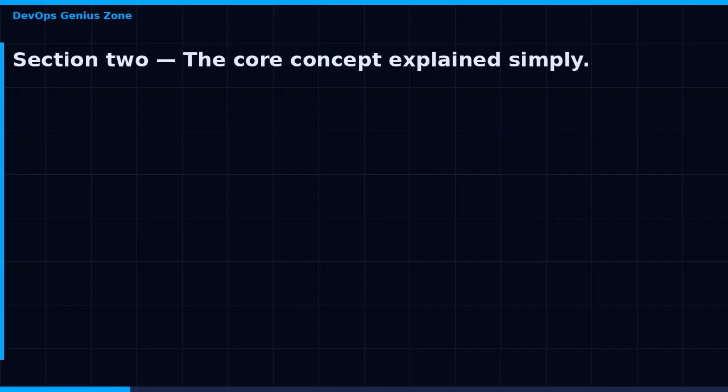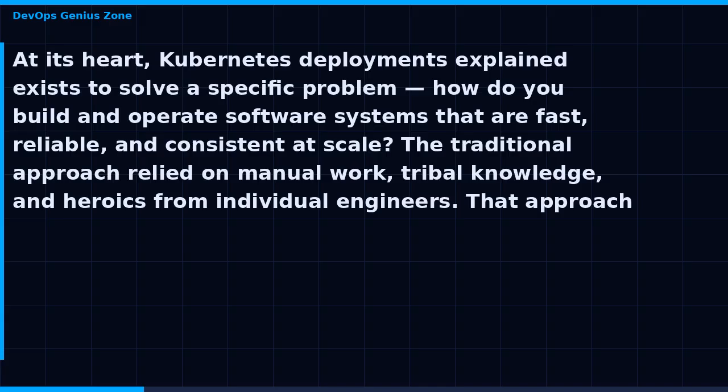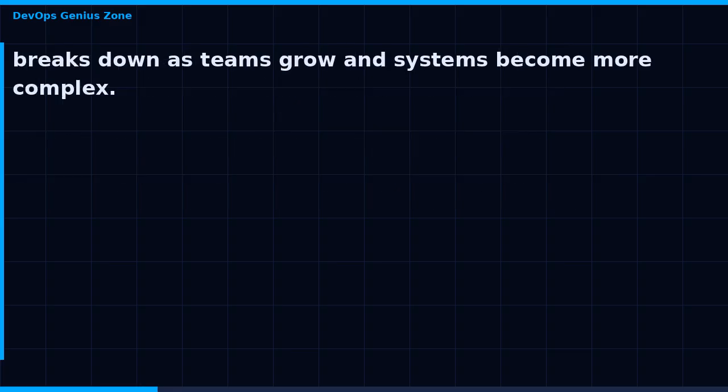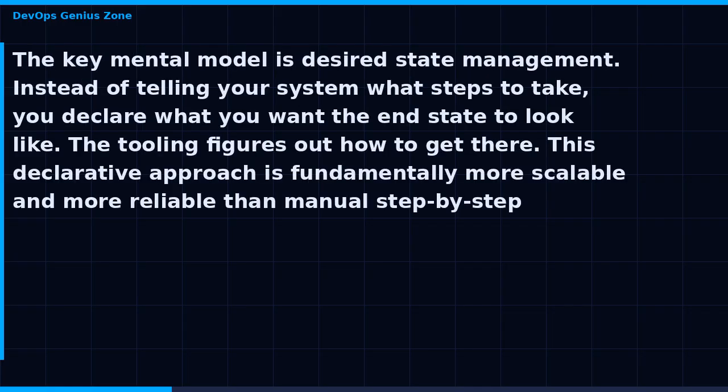Section 2: The core concept explained simply. At its heart, Kubernetes Deployments Explained exists to solve a specific problem: how do you build and operate software systems that are fast, reliable, and consistent at scale? The traditional approach relied on manual work, tribal knowledge, and heroics from individual engineers. That approach breaks down as teams grow and systems become more complex. The key mental model is desired state management. Instead of telling your system what steps to take, you declare what you want the end state to look like. The tooling figures out how to get there. This declarative approach is fundamentally more scalable and more reliable than manual step-by-step processes.